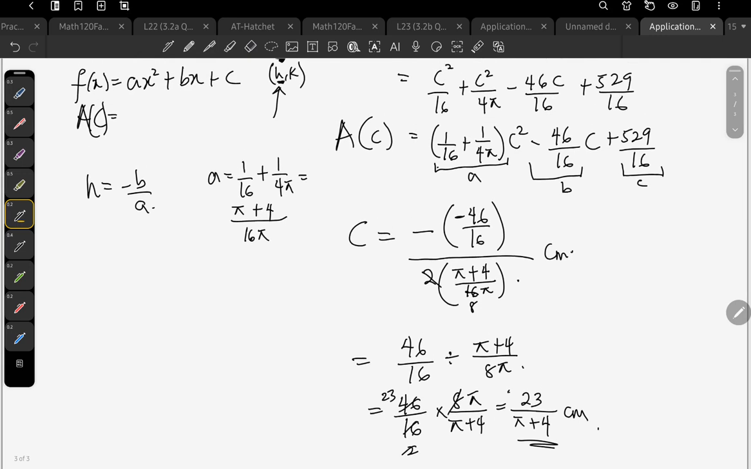If you are interested in getting the minimum area itself, that is, we want to get k, we would substitute this 23 over pi plus 4 for c in this expression. And that is all for now.